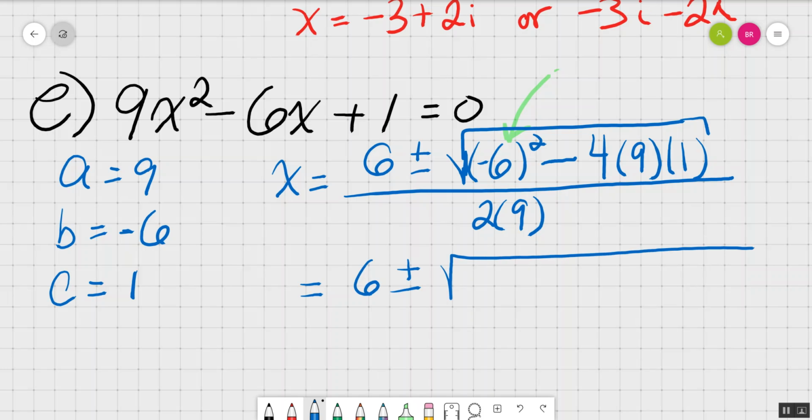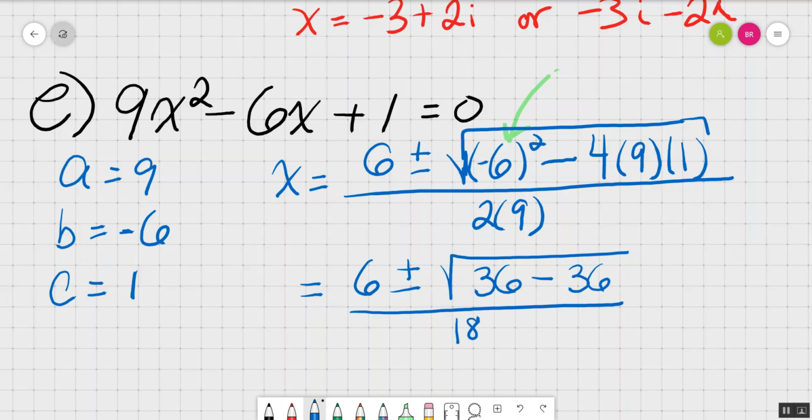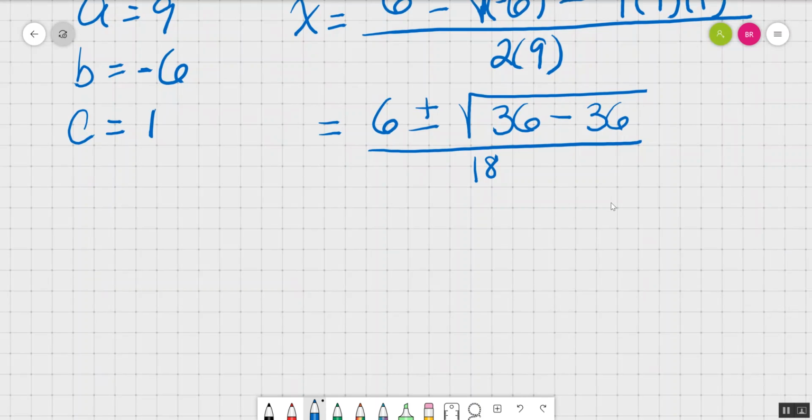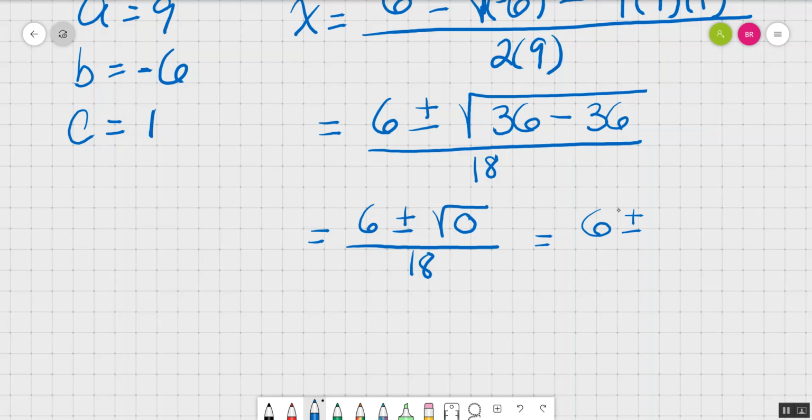Let's do some calculating. So 6 squared is 36 minus 4 times 9, which is also 36. We haven't had this happen yet. Uh-oh. Why do I do this? Make the giant root when I don't need it. And then 2 times 9 is 18. Okay. Now, square root of 36 minus 36 is 0. Oh my gosh. What's the square root of 0, guys? That's right, it's 0.